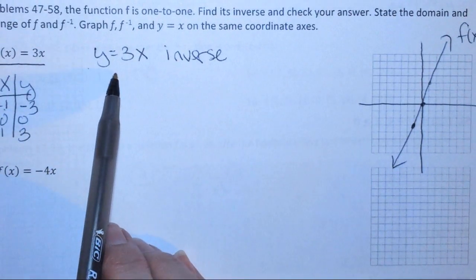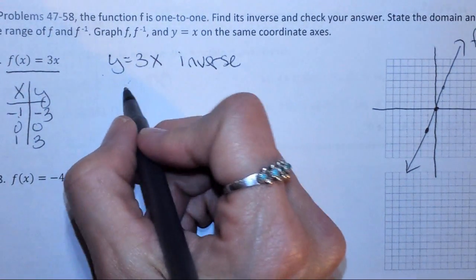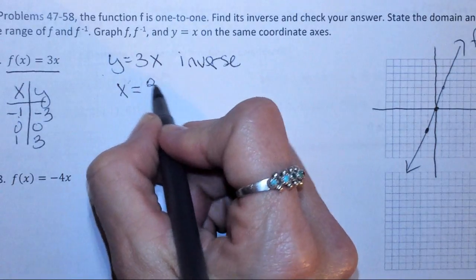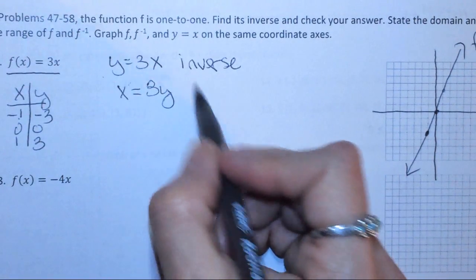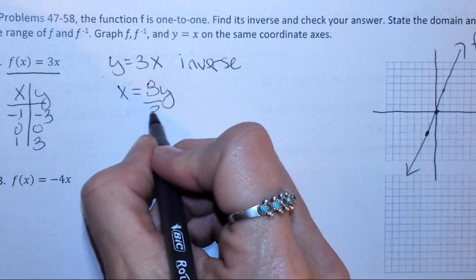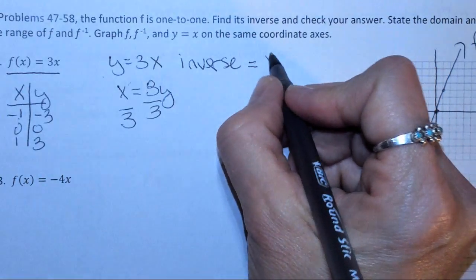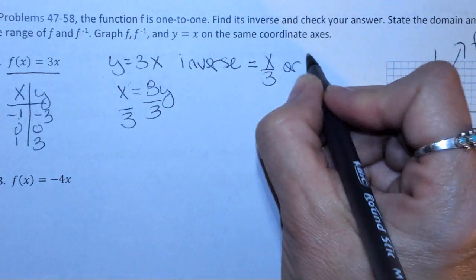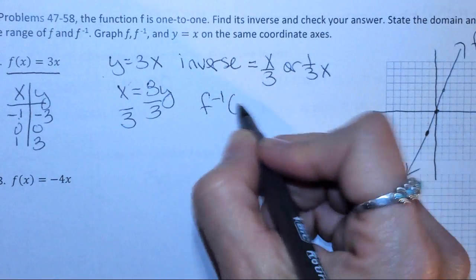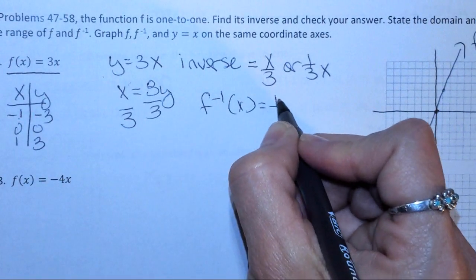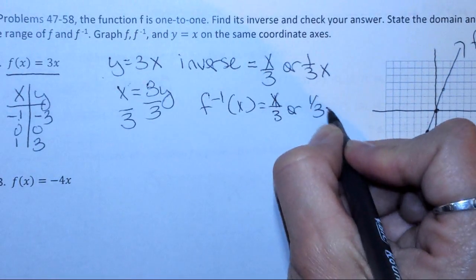Now I'm going to find the inverse. To find the inverse, the first thing we have to do is switch the x and y. And now I'm going to solve for y. So there's nothing to add or subtract, so all I have left to do is divide. So the inverse equals x over 3, or 1/3 x. We can write it either way, x over 3 or 1/3 x.